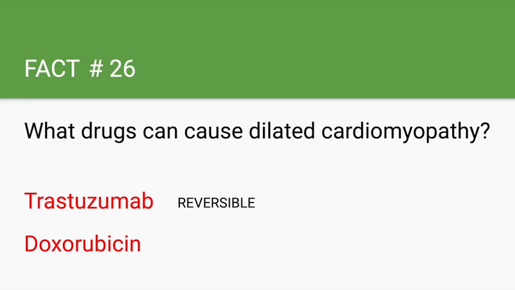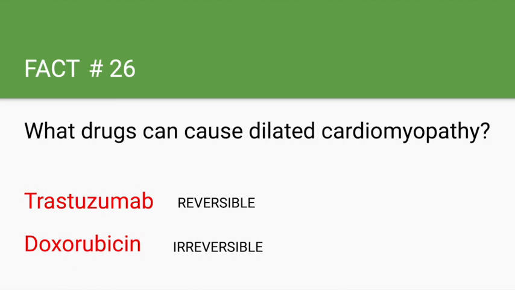I remember this by using the alphabet. So T in trastuzumab and R in reversible are closer together. Doxorubicin, on the other hand, is irreversible. And you can also use the alphabet technique I just spoke about to remember.